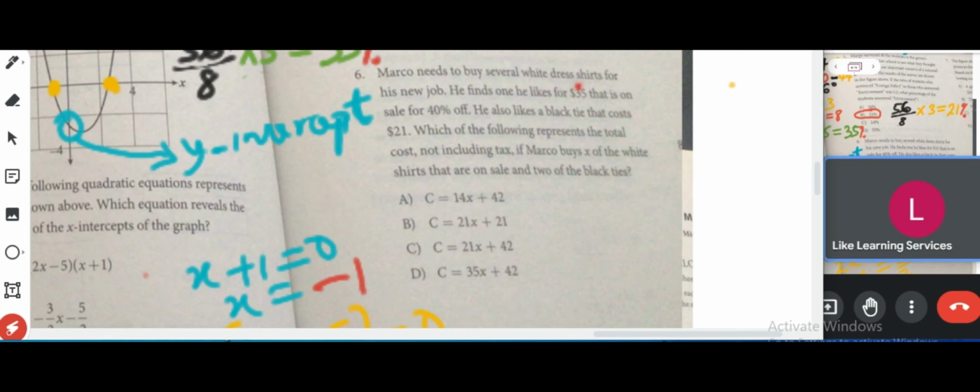So the first one, the white shirt, is $35 with a 40% off. Right? Yes. The tie is $21.